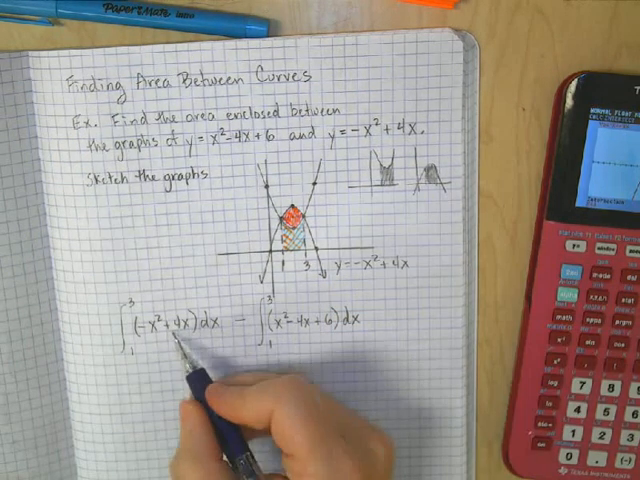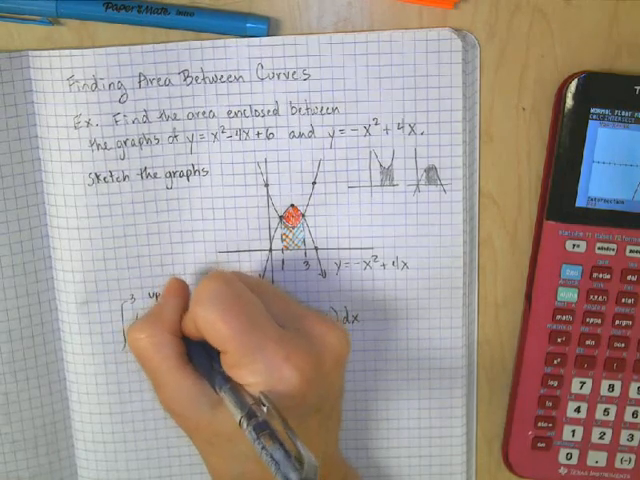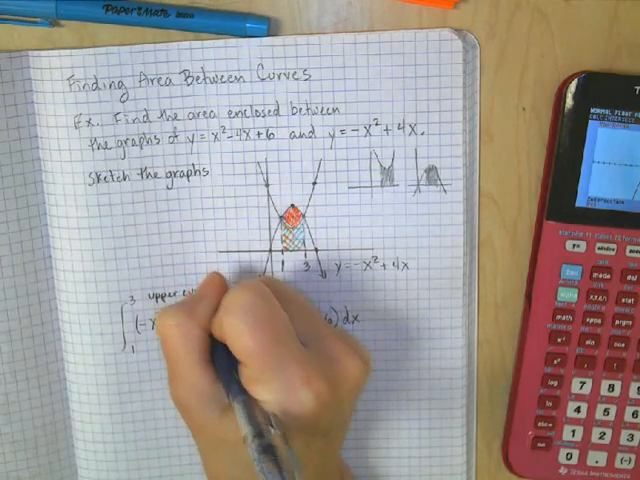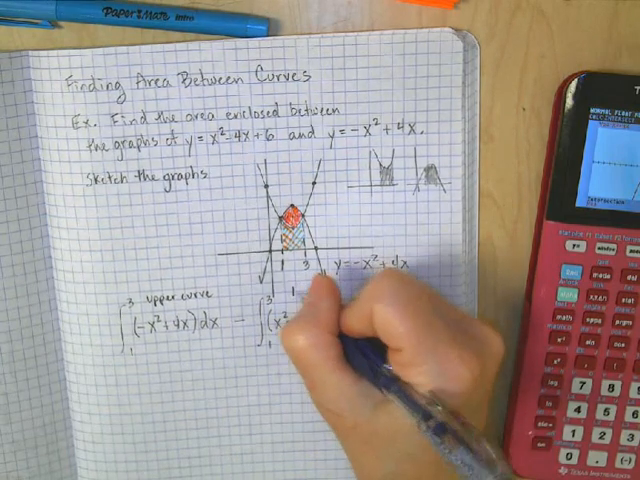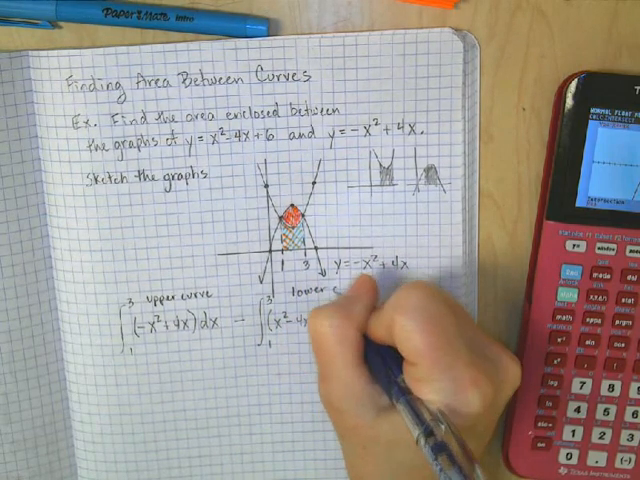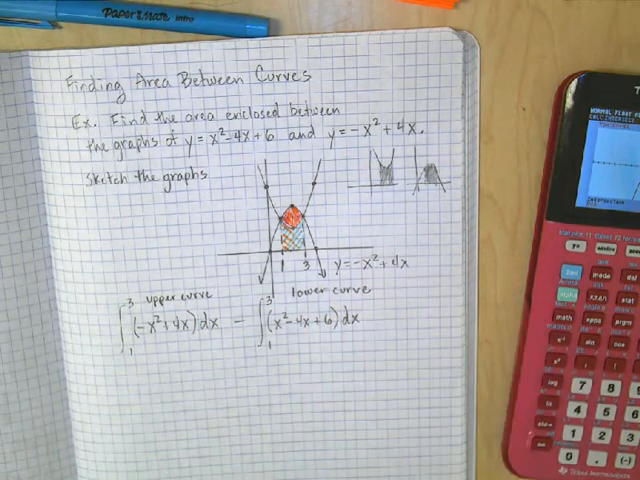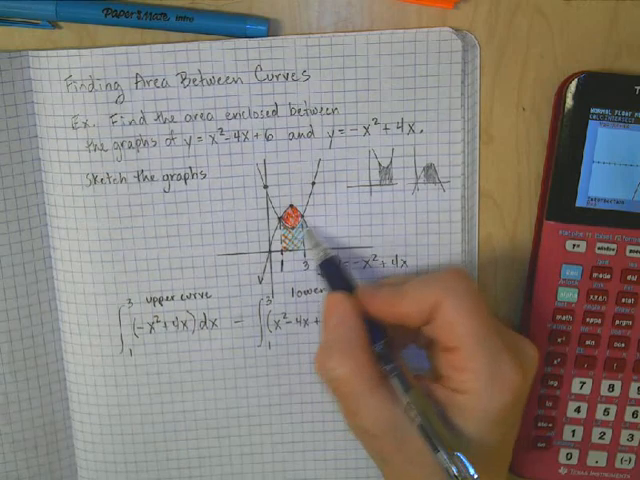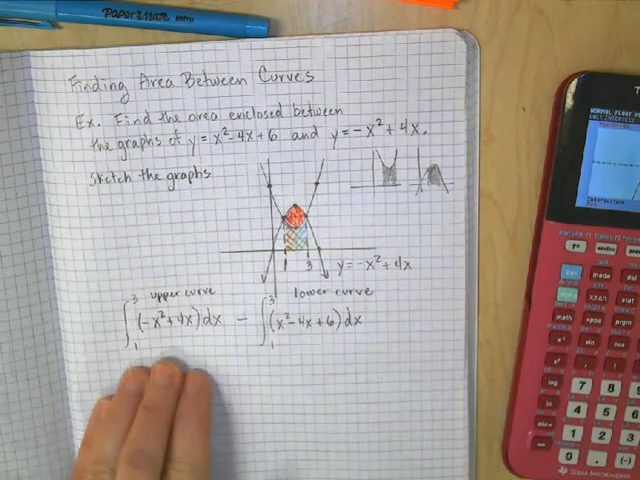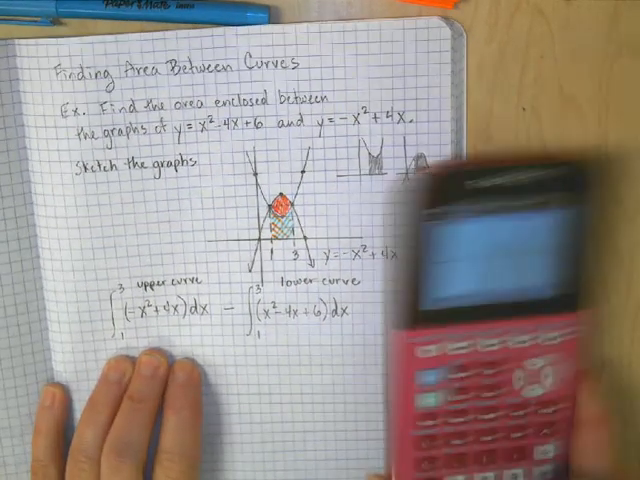Okay, so this is the upper curve, the curve that's on top, farther away from the x-axis, and this is the lower curve, the one that's closer to the x-axis. So I'm going to subtract the lower one from the upper one. Then I can go ahead and just do this in my calculator, super easy.